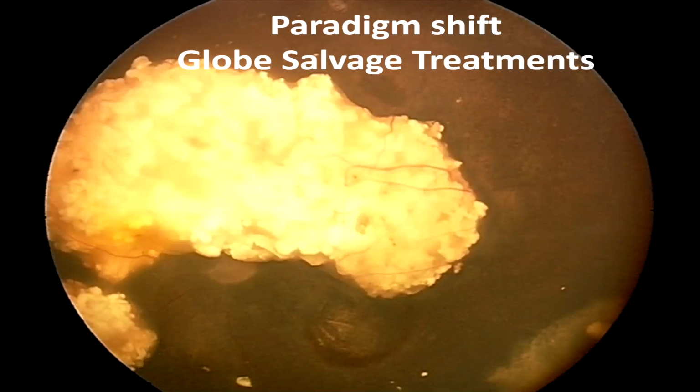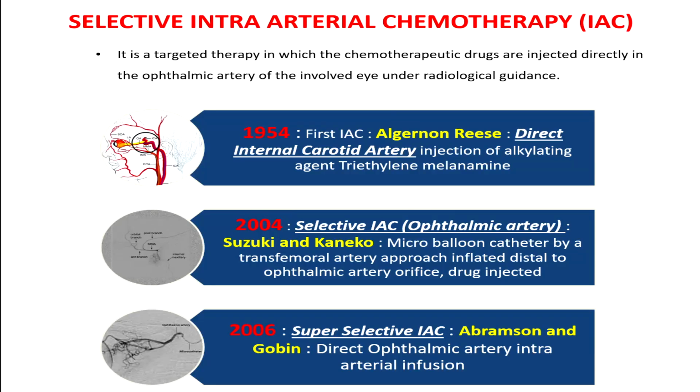Over the years, the conventional treatment of intravenous chemotherapy and focal therapy has stood the test of time, and it has also given very good results in patients with retinoblastoma as far as globe salvage is concerned. But there has been a paradigm shift now towards other forms of targeted treatments for retinoblastoma, and one of that is selective intra-arterial chemotherapy. So now what exactly do we mean by selective intra-arterial chemotherapy?